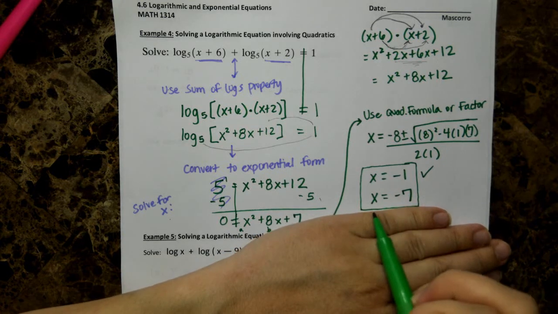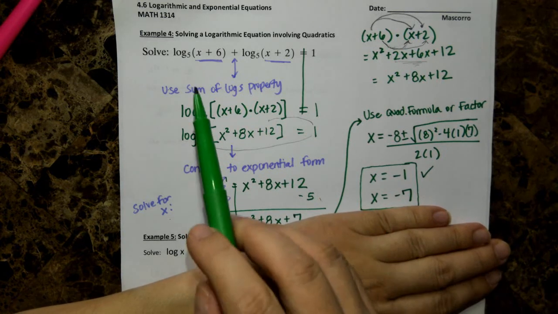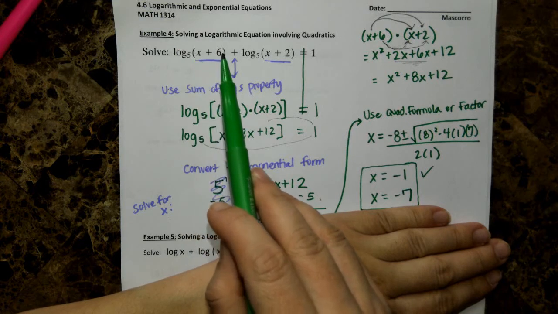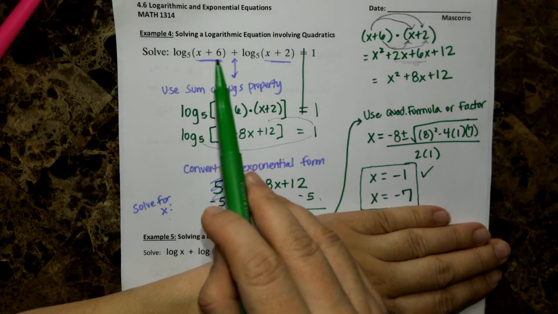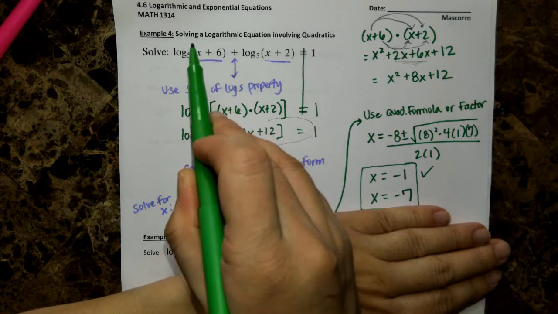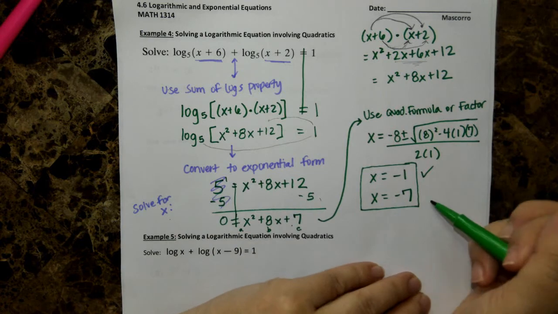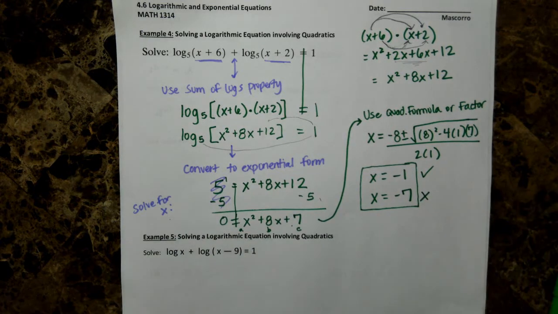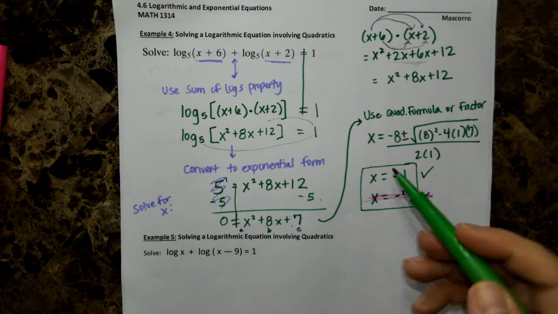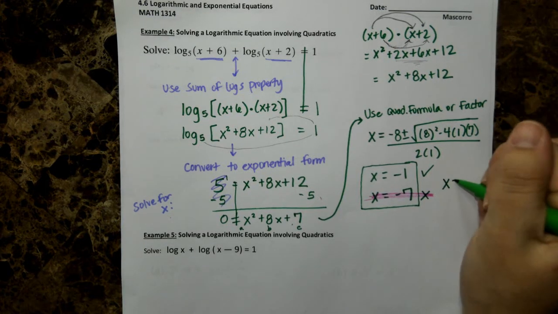If I try to plug in negative 7 for x, I would get log base 5 of negative 7 plus 6. Negative 7 plus 6 is negative 1. This whole thing would be negative. And remember, we can't have a negative value inside of a logarithm. So that one actually would not work. I can just cross it off. So really our only answer would be x equals negative 1.